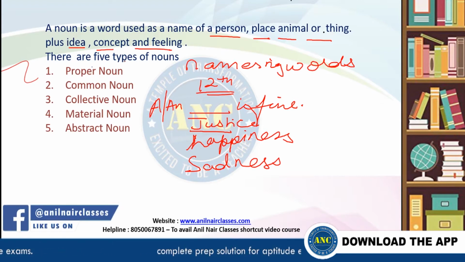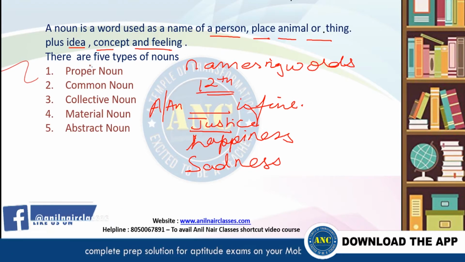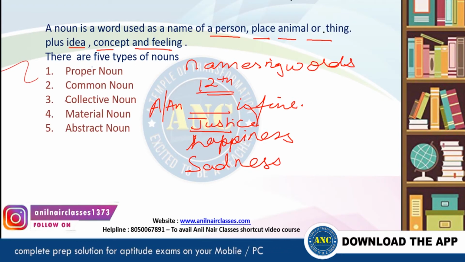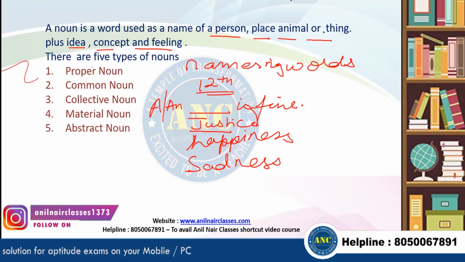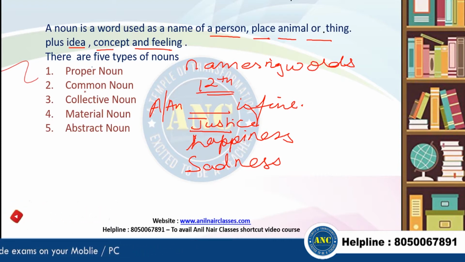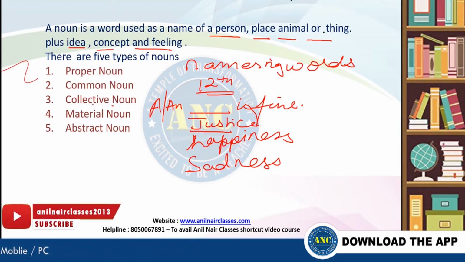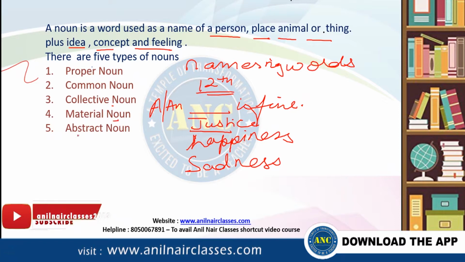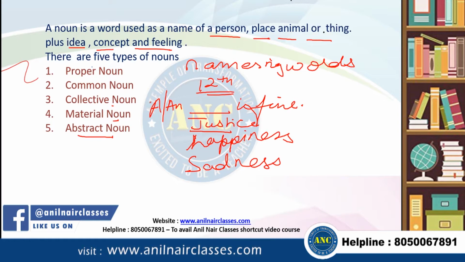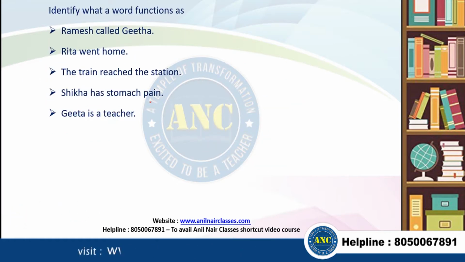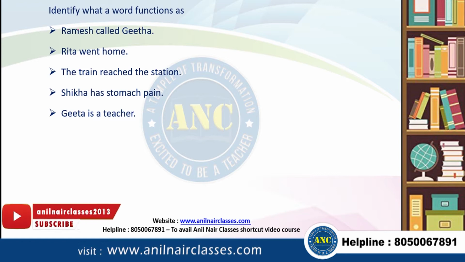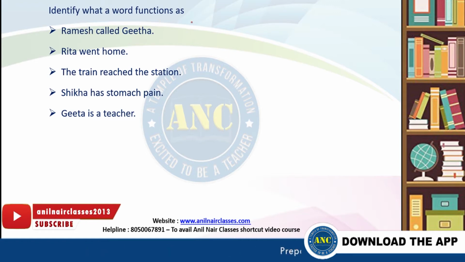Now let's look at the different types of nouns. You have studied this till your high school level also, but still we'll revise. We have proper nouns, common nouns, collective nouns, material nouns and abstract nouns. These are five different types of nouns present in grammar. Now we are talking about functional grammar, so let's identify what exactly a word functions as.